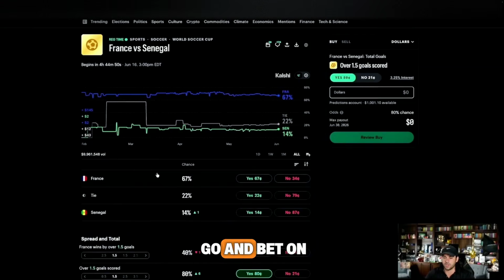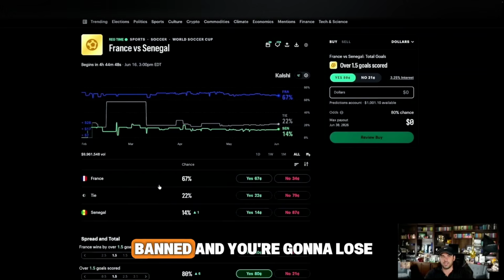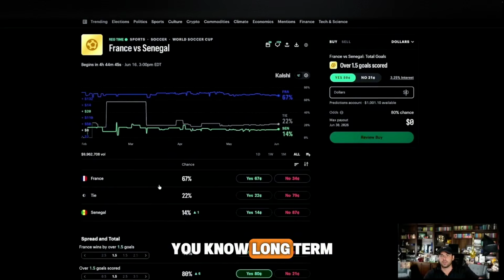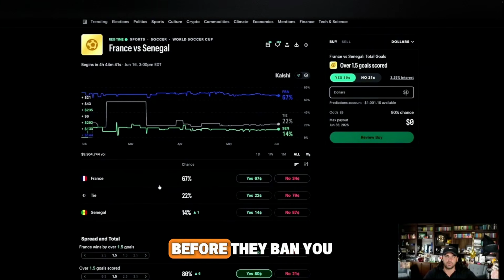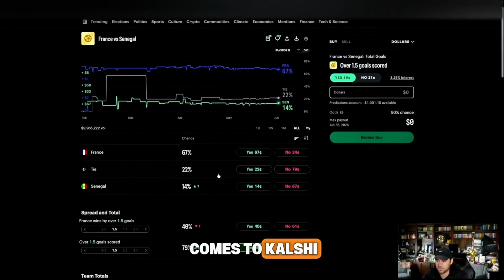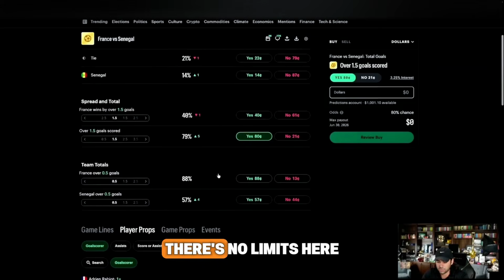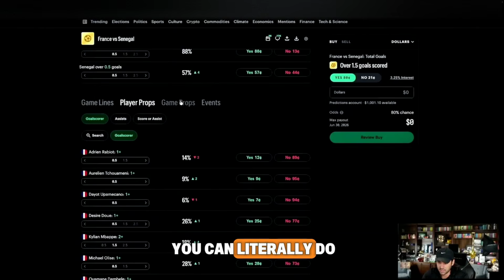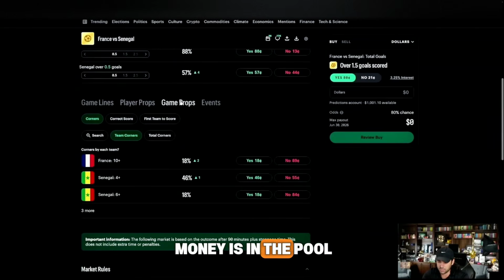There's no reason to bet on any other sportsbook where you're going to get banned and you're going to lose, long term, because you're not going to be able to make enough money before they ban you. That's the way it works. But when it comes to Kalshi, like I said, there's no limits here. You can literally do whatever you want as long as the money's in the pool.